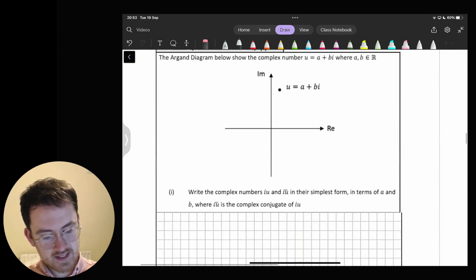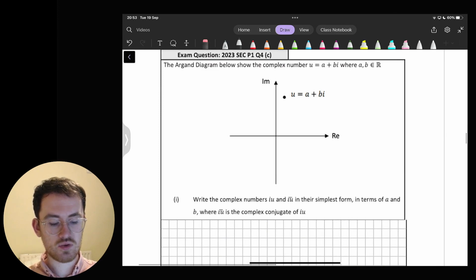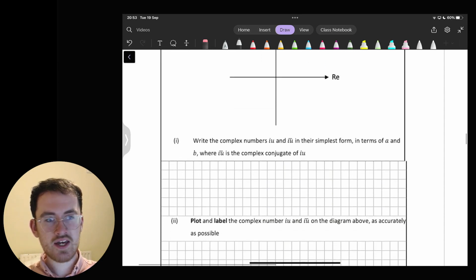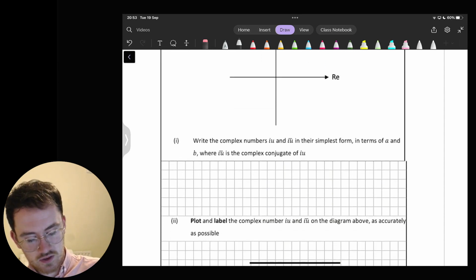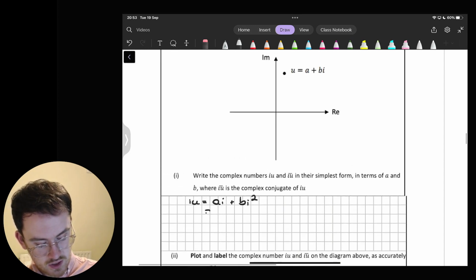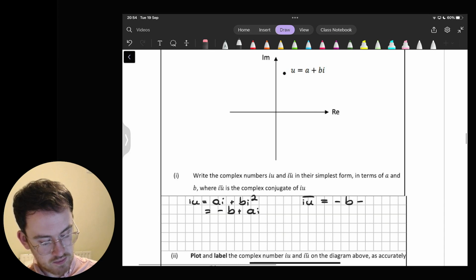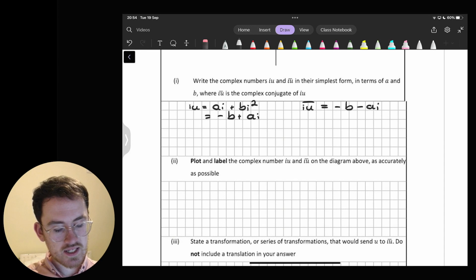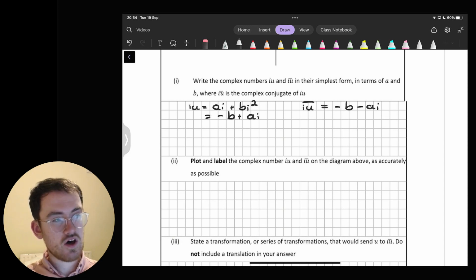Looking then at the last section, this Argand diagram shows the complex number u. Write the complex numbers iu and the conjugate of iu in their simplest form. So let's work out those numbers first. iu is going to be i times (a plus bi), which is minus b plus ai. And the conjugate of that is going to be minus b minus ai. We're going to plot and label the complex numbers on the diagram above.